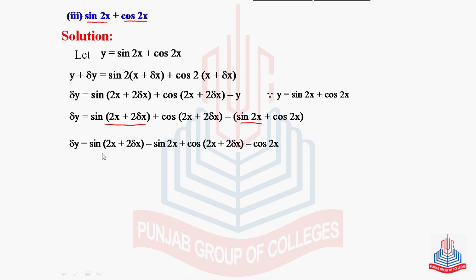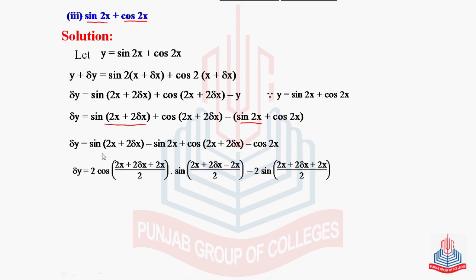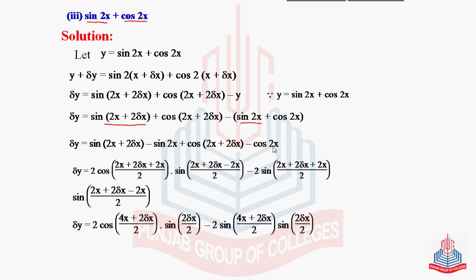So we apply simplification step here. This is actually the formula of sine alpha minus sine beta, which we discussed in our first part, and this is actually the formula of cos alpha minus cos beta. So applying the formula of this sine alpha minus sine beta, this is actually of the form sum, and we will convert it into the product form. So this is actually sum to product form, and this is actually sum to product form of this cos alpha minus cos beta, which is minus 2 sine alpha plus beta divided by 2 sine alpha minus beta by 2.